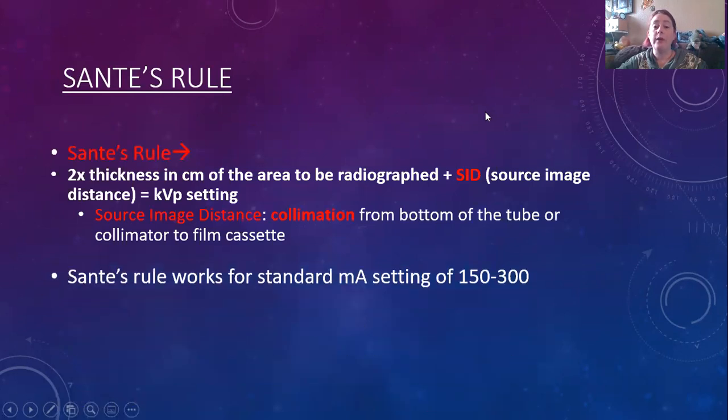Santes' rule is how we figure out the kVp settings. Santes' rule is going to be 2 times the thickness in centimeters of the area to be radiographed. So whatever you measure with your calipers in centimeters, plus source image distance, which in a stationary machine will be 40 inches. So whatever the thickness of the patient is in centimeters, plus source image distance, which is a standard of 40. Santes' rule will work with our mA settings of 150 to 300, in other words, stationary machines.